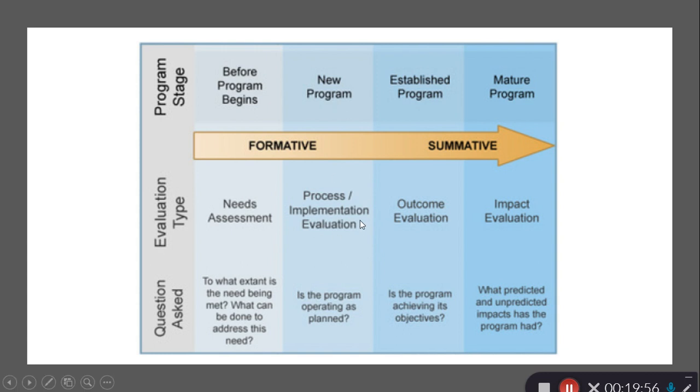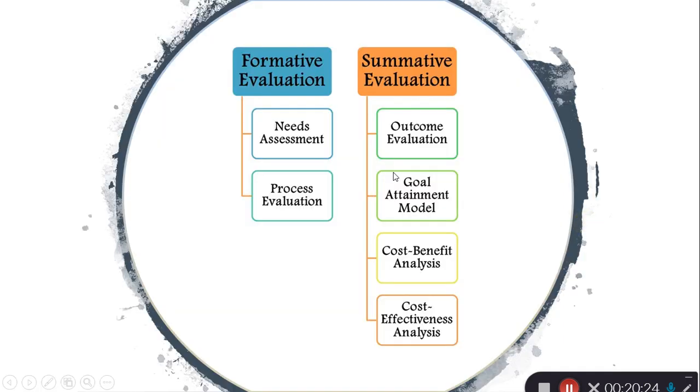And then a process or implementation evaluation is typically done with a newer program, and this is more formative in nature, when a program is in its infancy and the agency staff or personnel are trying to understand the inner workings or processes of the program. And as programs move toward a state of maturity, that's when we get into the evaluations that are more summative in nature. And then here's just a chart to help you understand and categorize each of the types of evaluations that I've just discussed and where they fall in terms of whether they're more formative or more summative in nature.